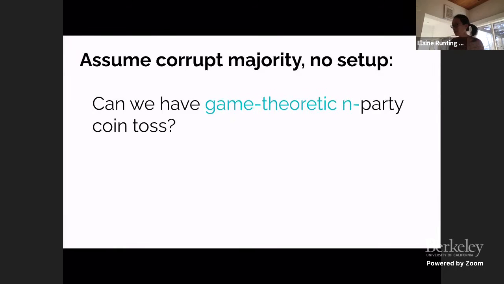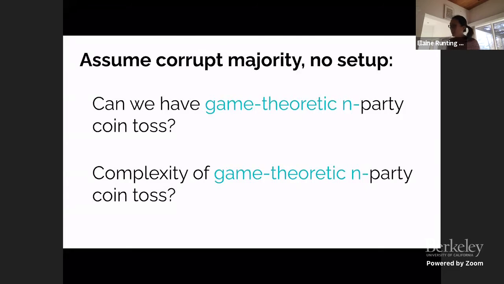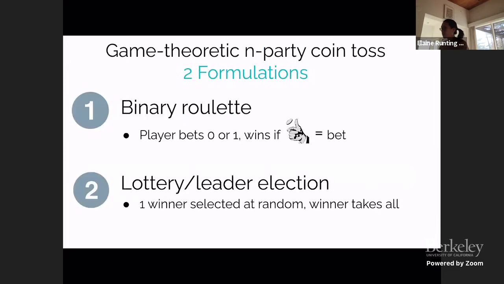As I will explain later, even how to formulate the problem is pretty challenging, and different formulations can lead to different feasibility results. Now suppose we can indeed achieve n-party coin toss with game theoretic fairness. The next question we may care about is the complexity of such protocols. For instance, we can ask about the round complexity of such protocols.